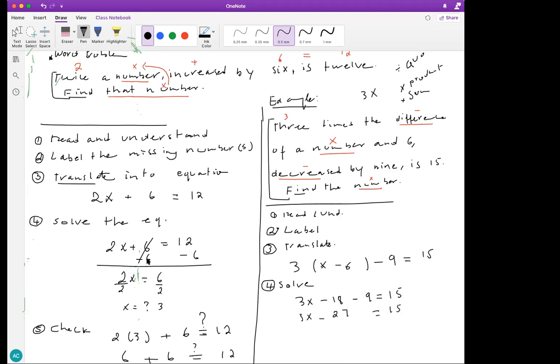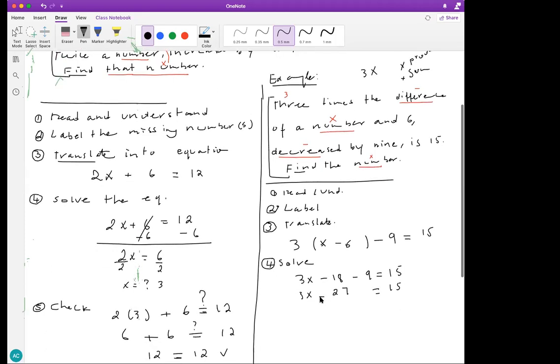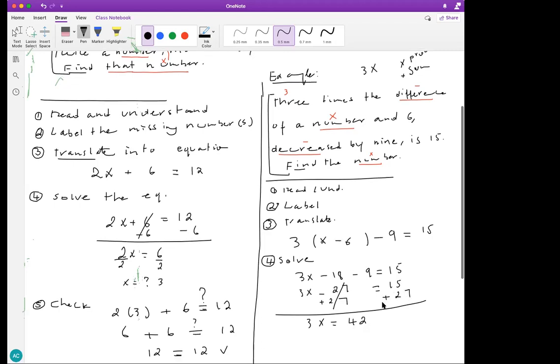So now it looks like this equation. We're going to cancel the negative 27, so we need the opposite of this to cancel it out. So we're going to do positive 27, positive 27. These cancel out, you end up with 3x. And here we have, what is this equal to? 42, right? So this is 42.